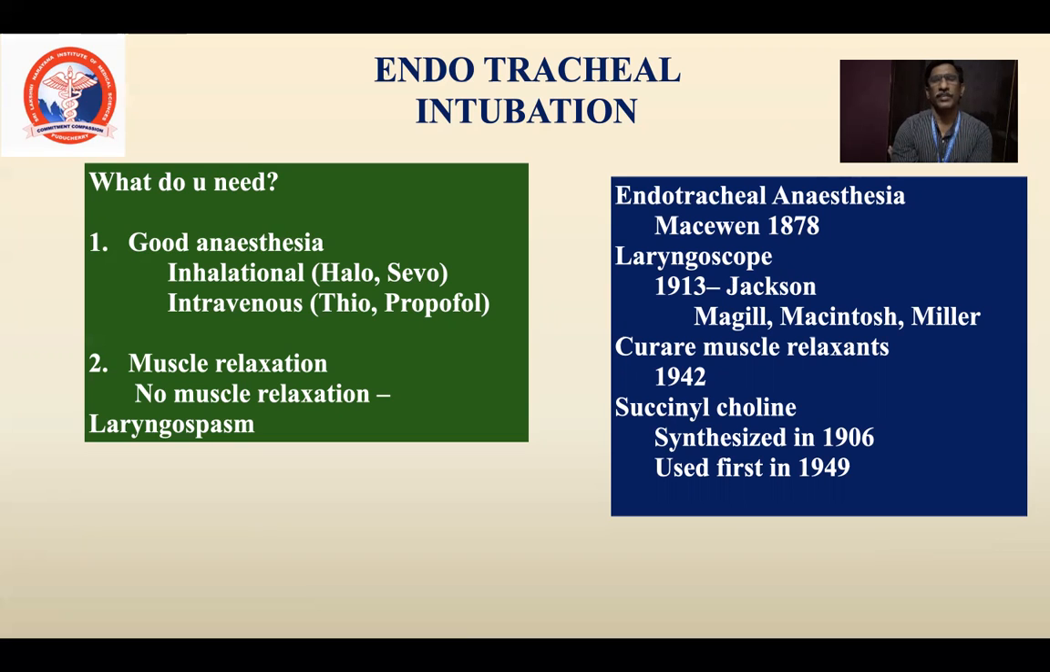Endotracheal anesthesia was introduced very long back, in 1878. The laryngoscope was invented in 1913, and it was modified by Macgill, Macintosh, and Miller. The muscle relaxants were invented in 1942. Succinylcholine was synthesized in 1906, but used first only in the 1950s.